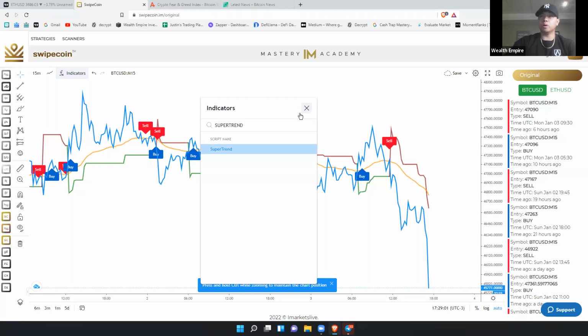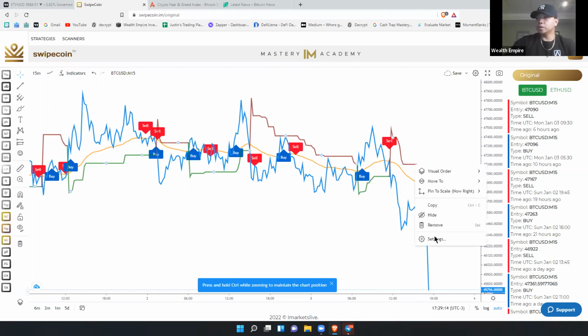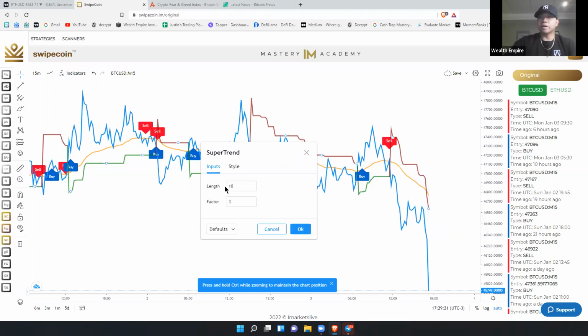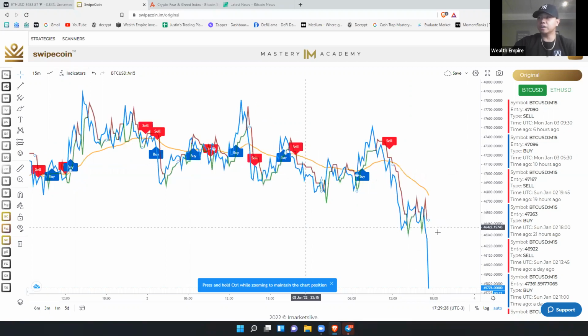When you pull up the super trend, you're going to get these green and red squiggly lines. You need to change the settings on this. In order to change the settings, all you have to do is right click on a green or red line, and then go down to your settings right over here. Once you go into the settings, we're going to change these inputs: the length is going to be 1 and the factor is going to be 1 as well. Once you see that change, look how much tighter it gets.